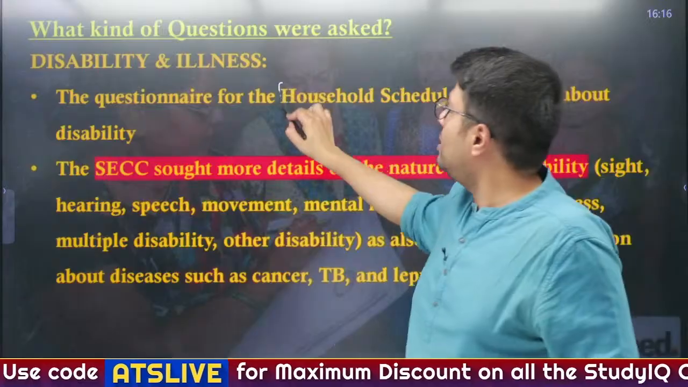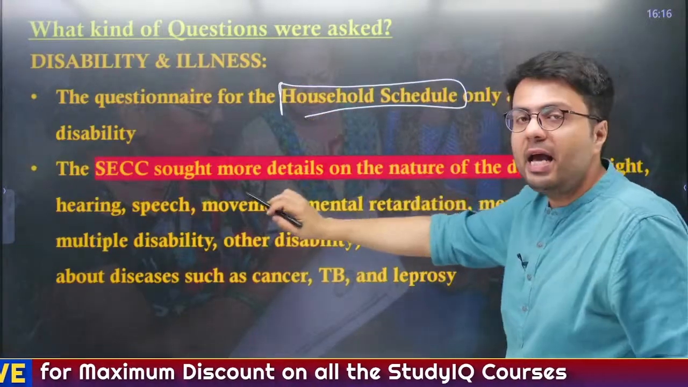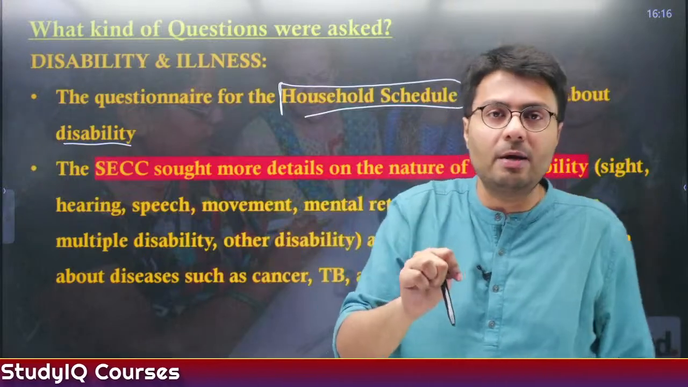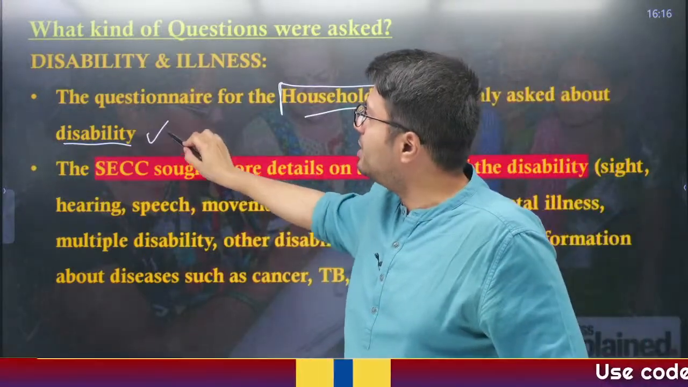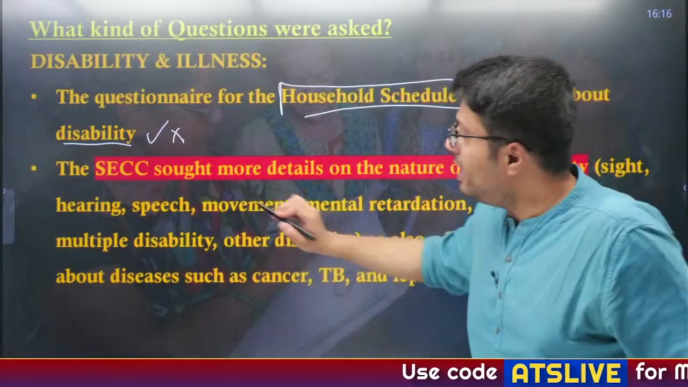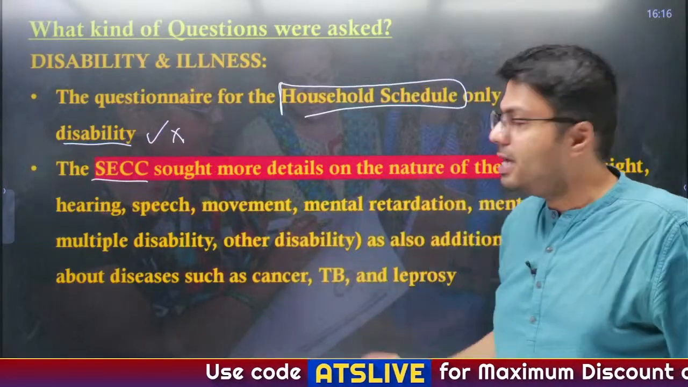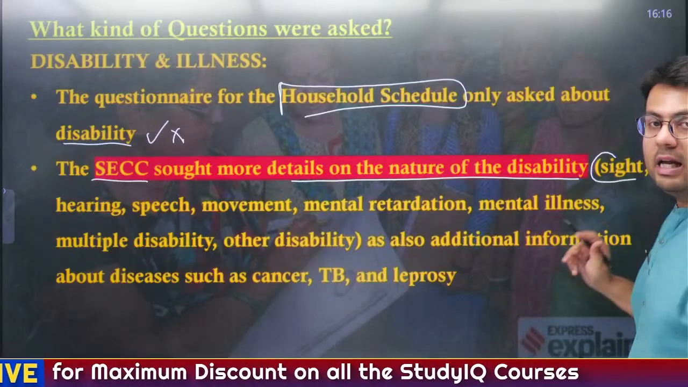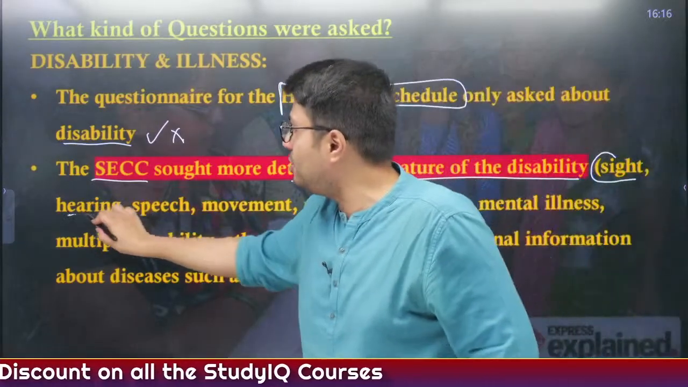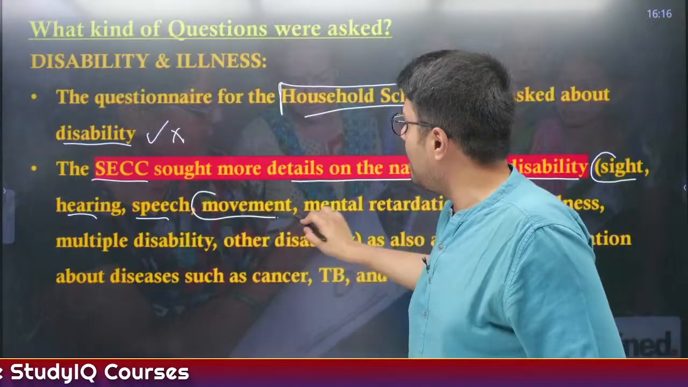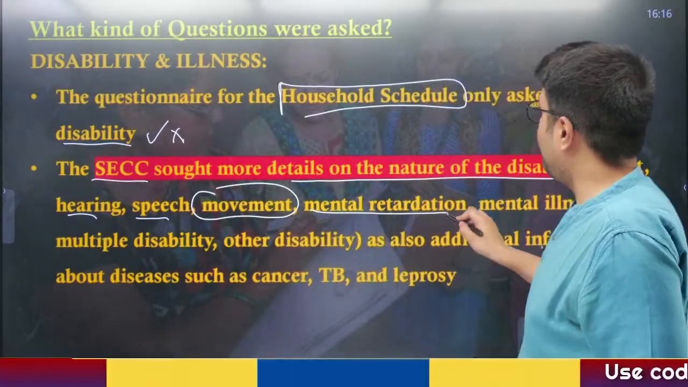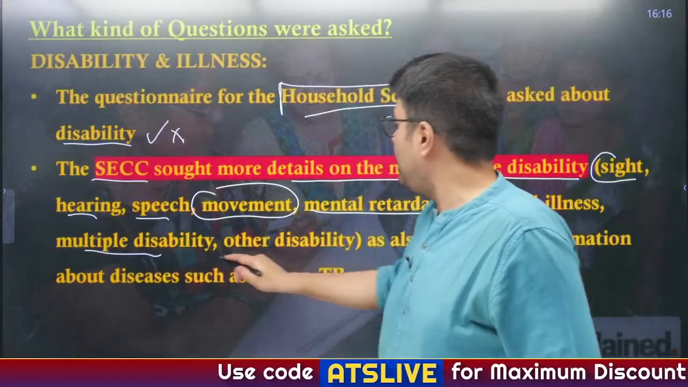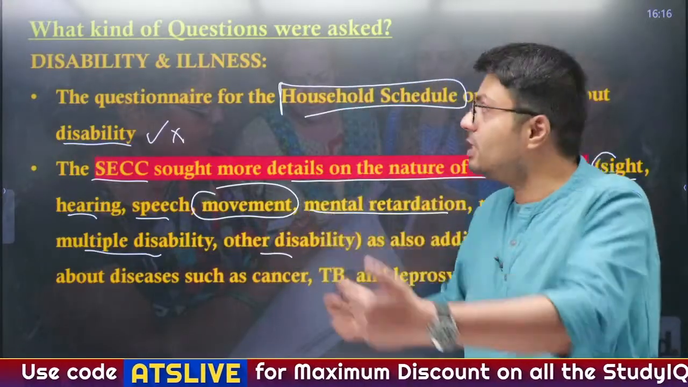Now, the questionnaire for the census, that is the household schedule, only asked how many people in your household are disabled. So it only asked whether you are disabled or not disabled. But when the person belonging to SECC came, he sought more details about your disability. He sought whether you are visually disabled, whether you have speech or hearing impairment, whether you have difficulties in movement, whether you face some mental illness or mental retardation, or multiple disabilities. So it took out more details when it came to disability.